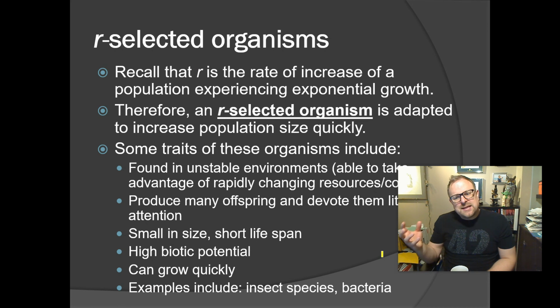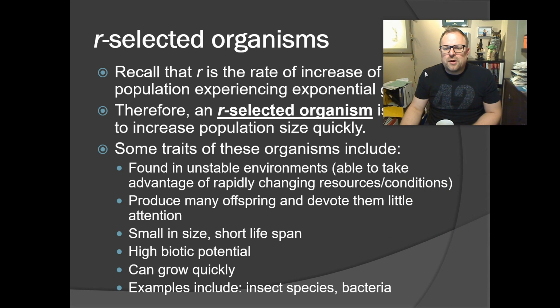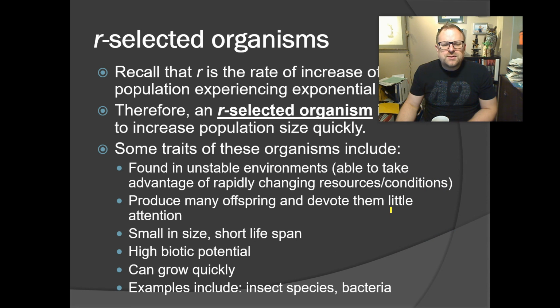We contrast K-selected with R-selected. R, remember, is the increase of a population experiencing exponential growth. And an R-selected organism is adapted to increase its population size very quickly. So some traits of these organisms are found in unstable environments. Okay, so in other words, they're able to take advantage of a rapidly changing set of resources and conditions.